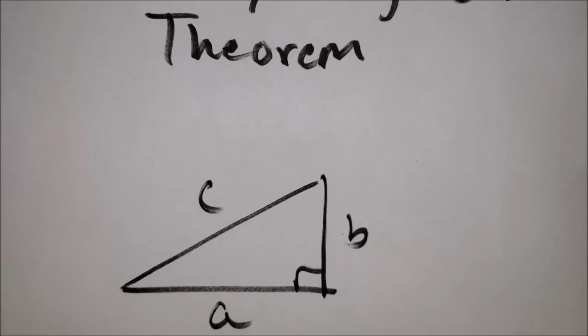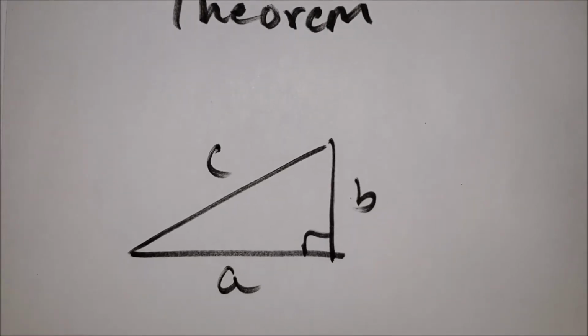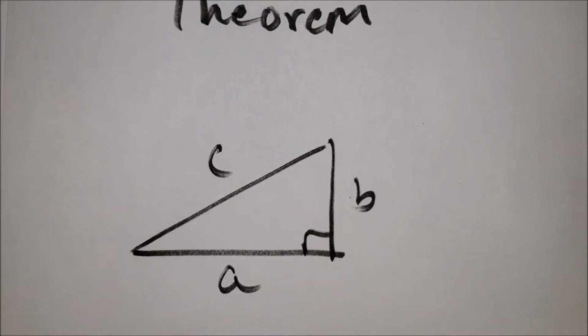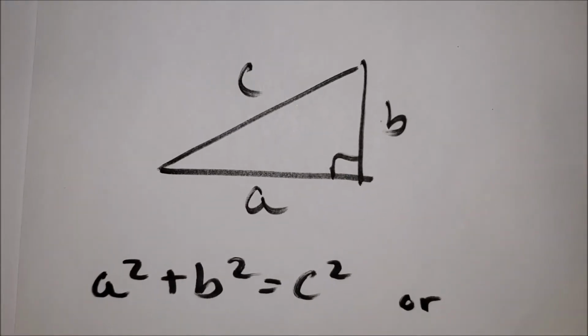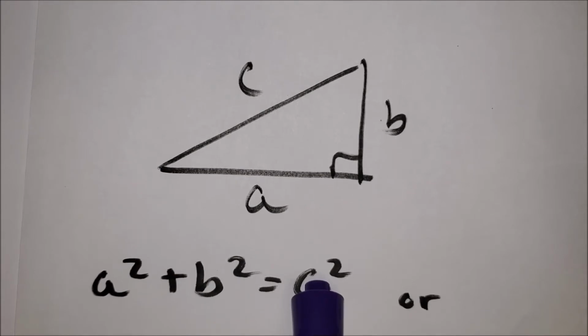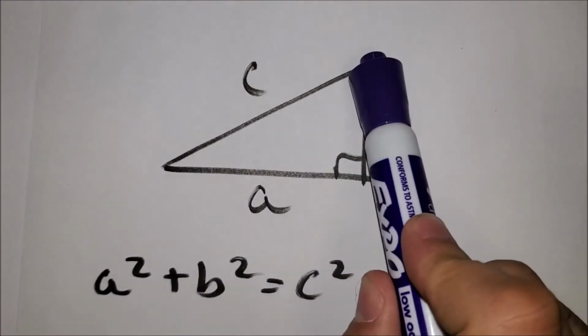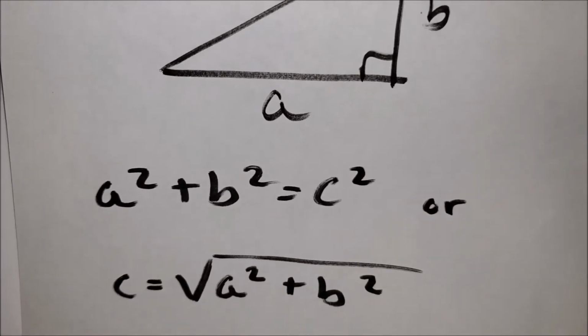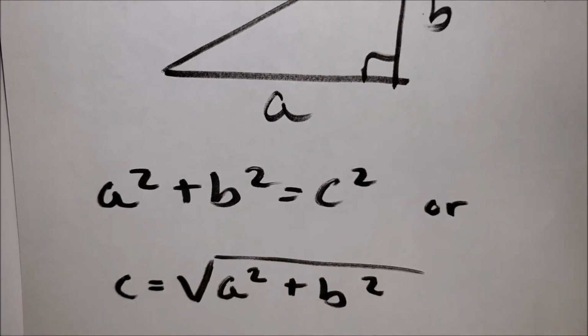The Pythagorean theorem is based on the idea of a right triangle with sides a and b and a hypotenuse of c. The Pythagorean theorem says that a squared plus b squared equals c squared. But if we were to look just for c, we would use c equals the square root of a squared plus b squared.